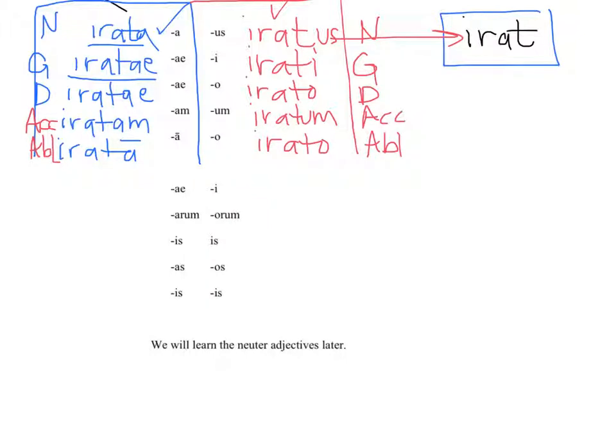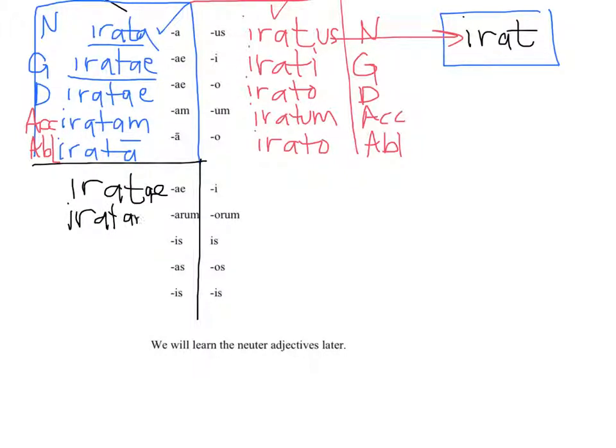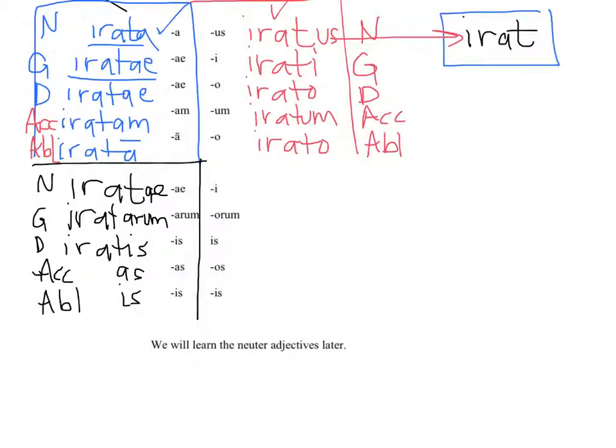No surprises down here with the plural. All you do for the feminine plural is take the same stem, IRAT, and add the appropriate endings, AE, ARUM, IS, AS, or IS. These feminine plural forms would be used with the appropriately matching noun, the nominative, the genitive, the dative, the accusative, or the ablative. And then the same is true for the masculine.